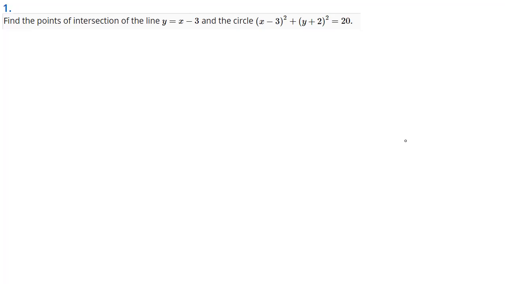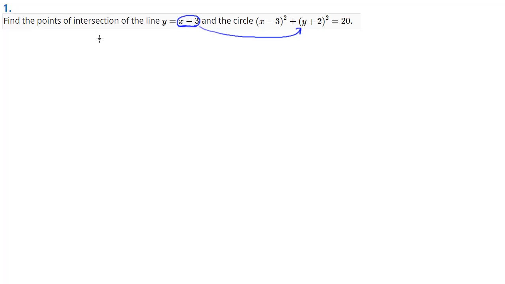Number 1, we've got to find the points of intersection of the line y equals x minus 3 and this circle, (x minus 3) squared plus (y plus 2) squared equals 20. Now, if they're intersecting, then the y's have to equal each other. So that means I can replace this y in the circle equation with x minus 3, because they have to be equal to each other.